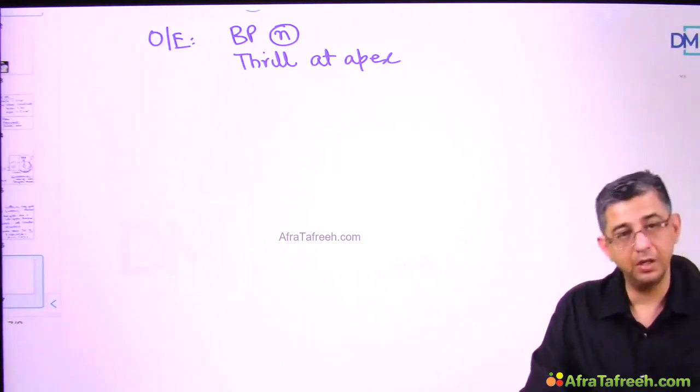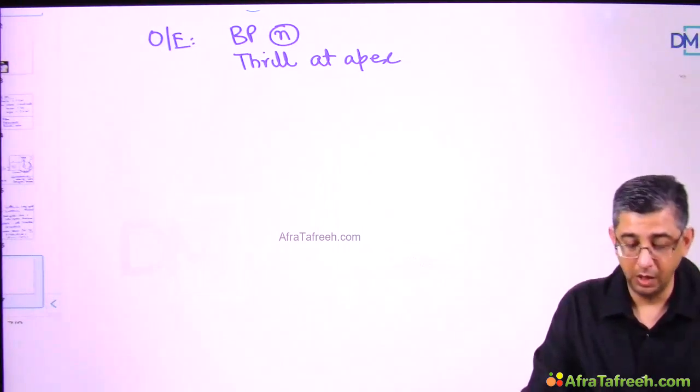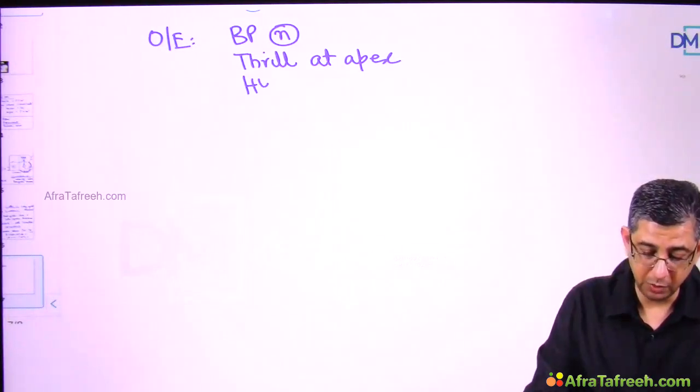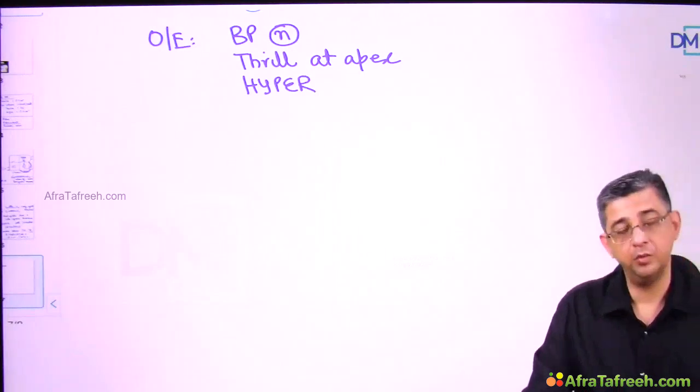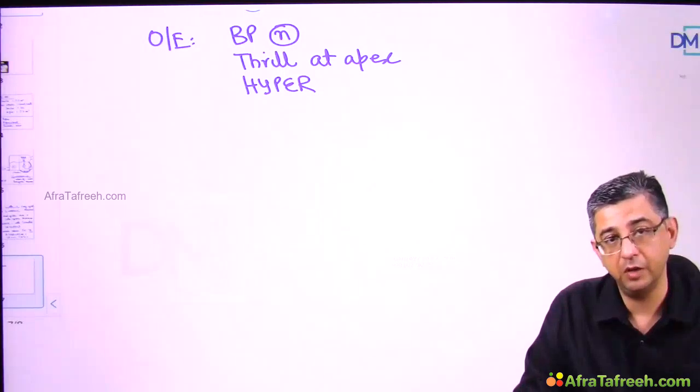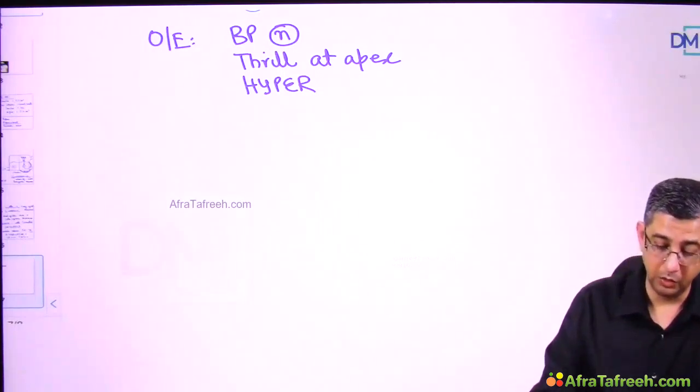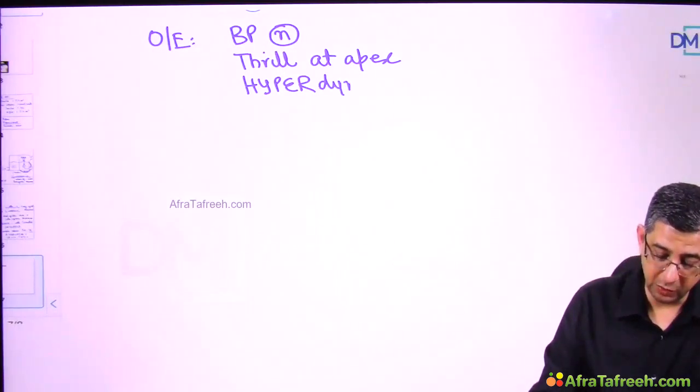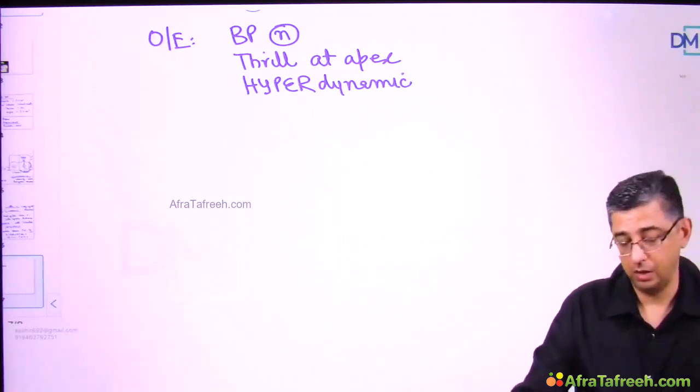The meaning of the word thrill is that there is a palpable murmur, and you will also notice that the apex beat will be slightly displaced in the patient because there is a hypertrophy of the heart that can develop in these patients. The apex beat character in this person will be hyperdynamic.